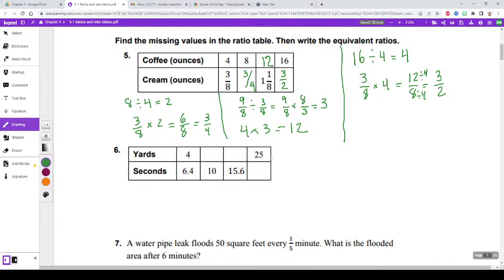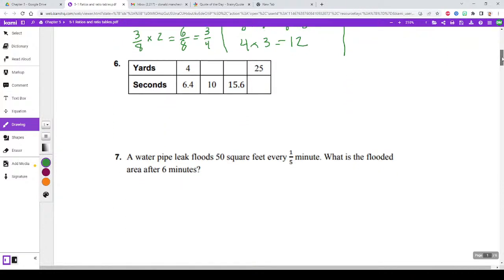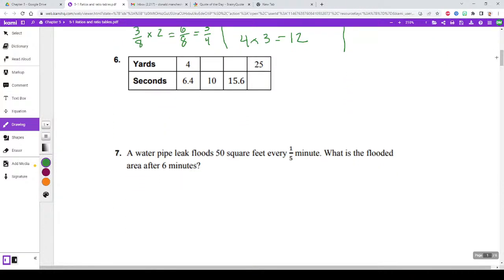Okay, in the next one, the numbers are going to get kind of icky, but that's okay because we're just going to follow our pattern. So the first one, we're going to go from 6.4 to 10. So I'm going to go 10 divided by 6.4. I'm going to take a deep breath because it's going to be a nasty decimal, and that's all right. 10 divided by 6.4.